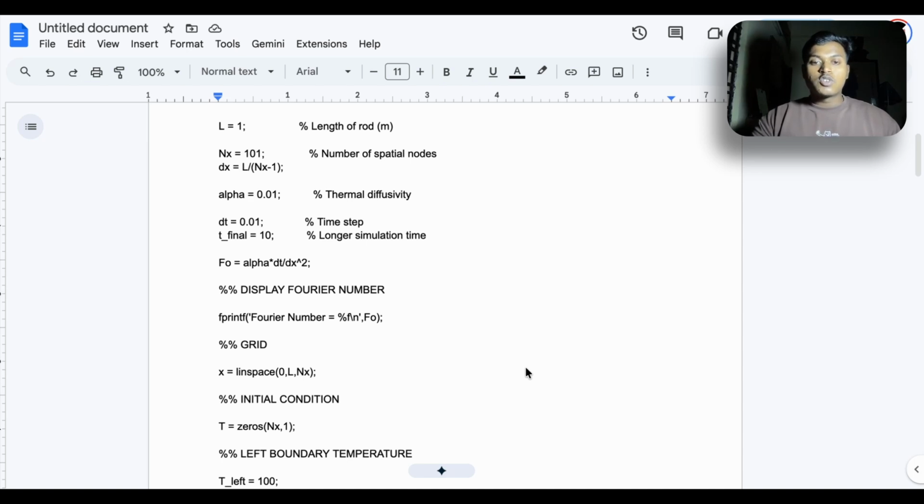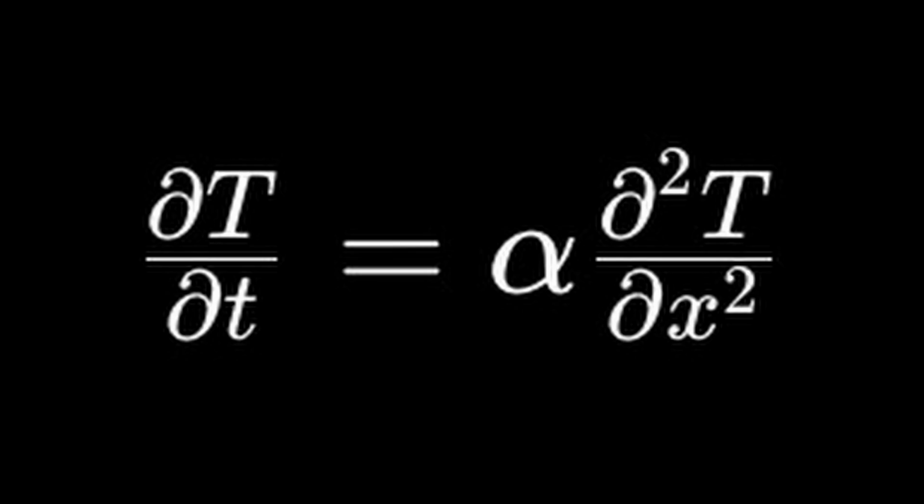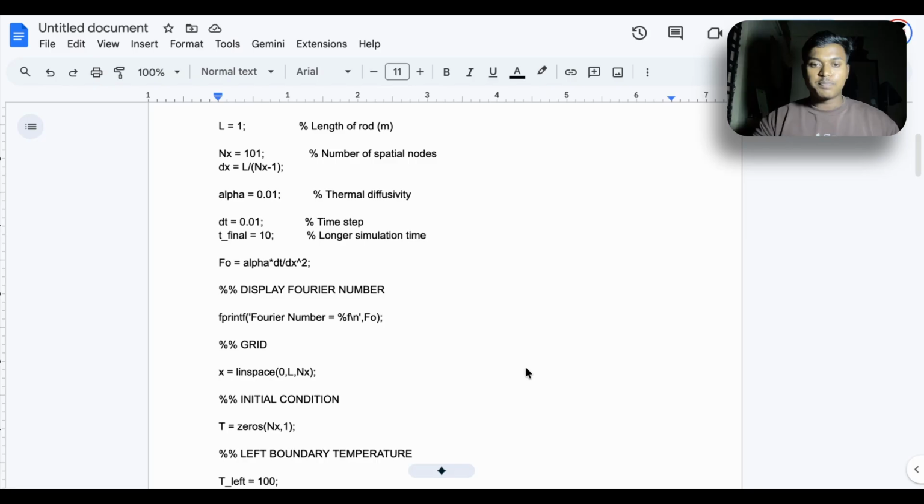Governing equation. As we all know, the governing equation for one-dimensional transient heat conduction is given here, where T is temperature, t is time, x is the spatial coordinate, and alpha is thermal diffusivity. Since analytical solutions are difficult for many practical problems, numerical methods are used.